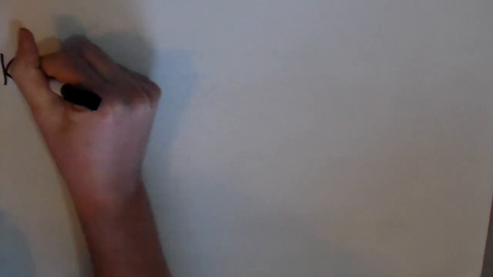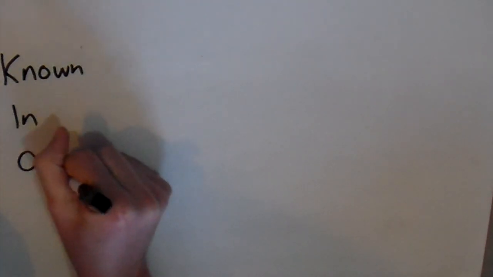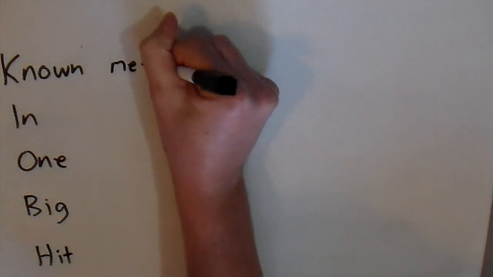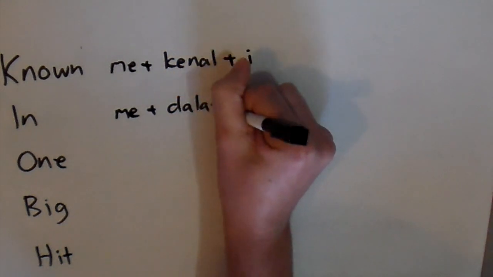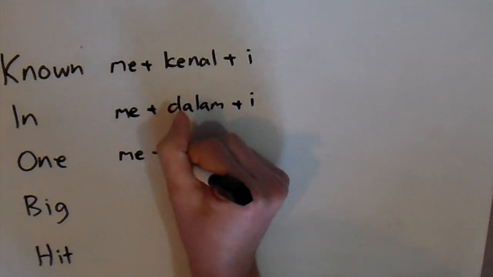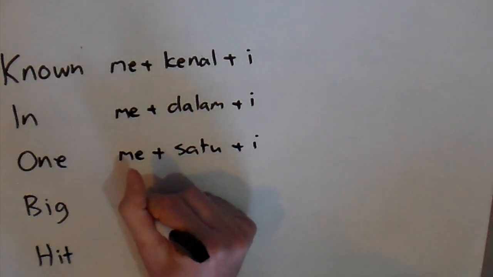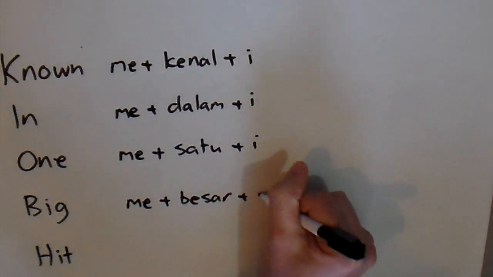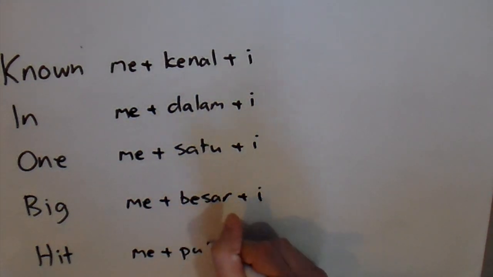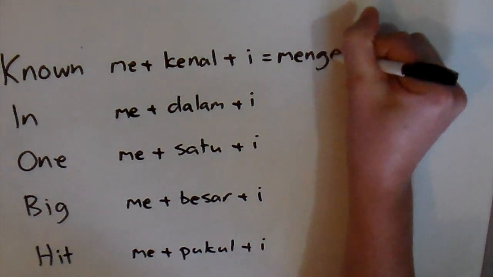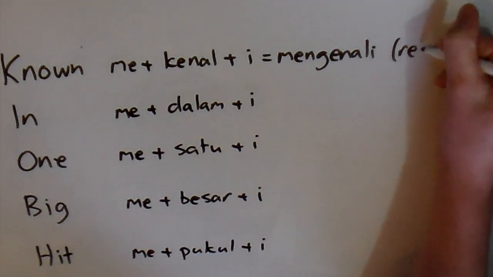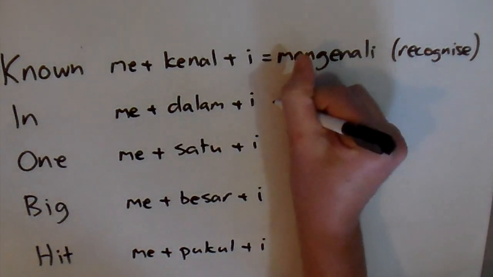Now let's look at examples for the suffix I. Our example words are not prototypical versions of the suffix I, which usually means the action is done in a specific direction. For each of our example words, this is more metaphorical in that the location is more of a specific interest. Mengenali means to recognize or identify something or someone.